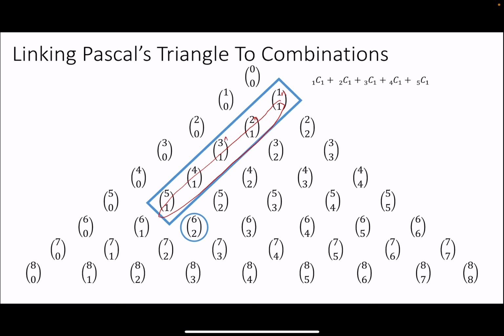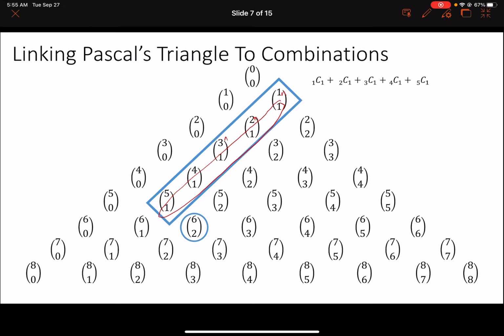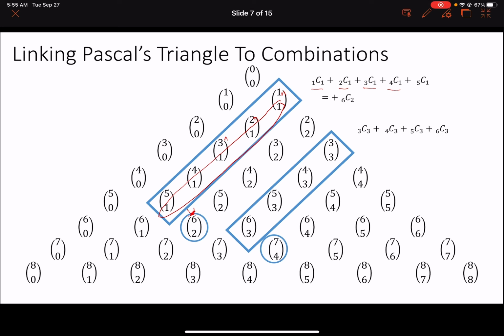Now, if I'm adding all the ways I can choose one item from multiple items, like if I have one item, I choose one item. If I have 2 items, I choose 1 item. 3 items, I choose 1 item. Essentially, that's equal to the same thing as saying 6 choose 2. If I have 6 terms, that's the same thing as saying 7 choose 4 if I add them up.